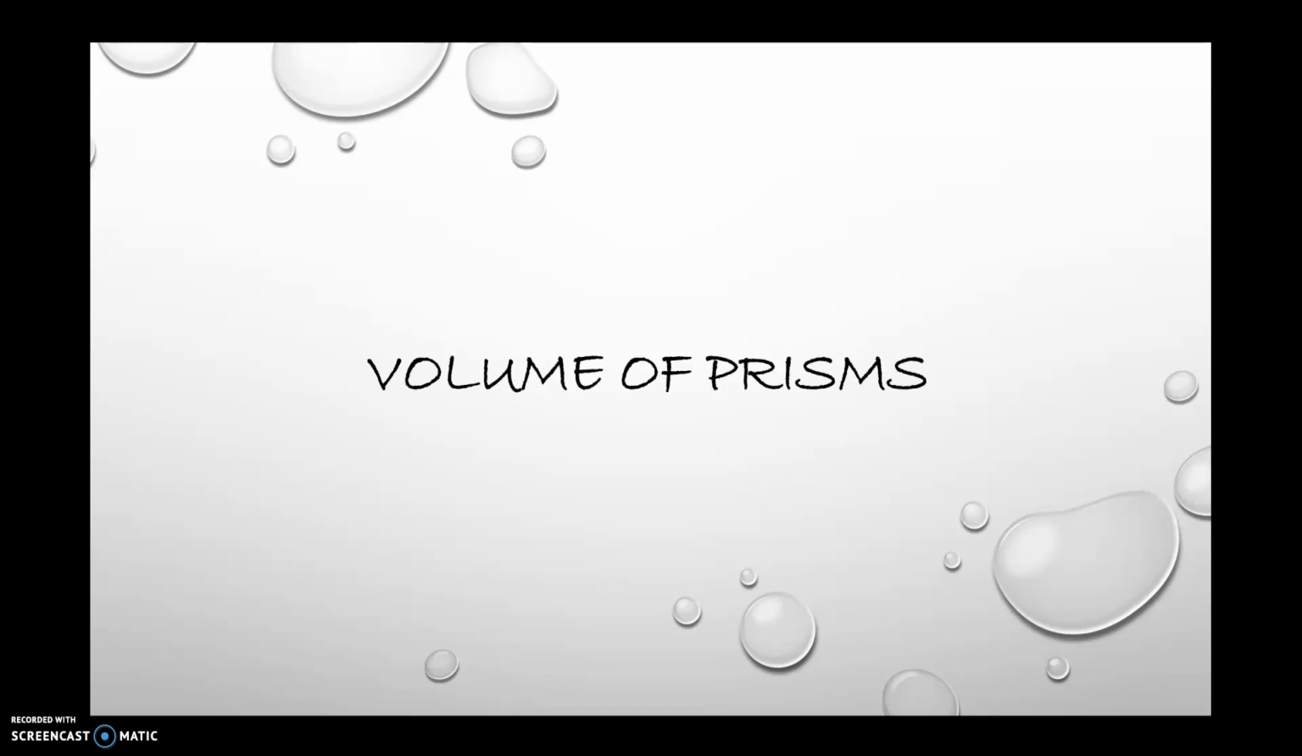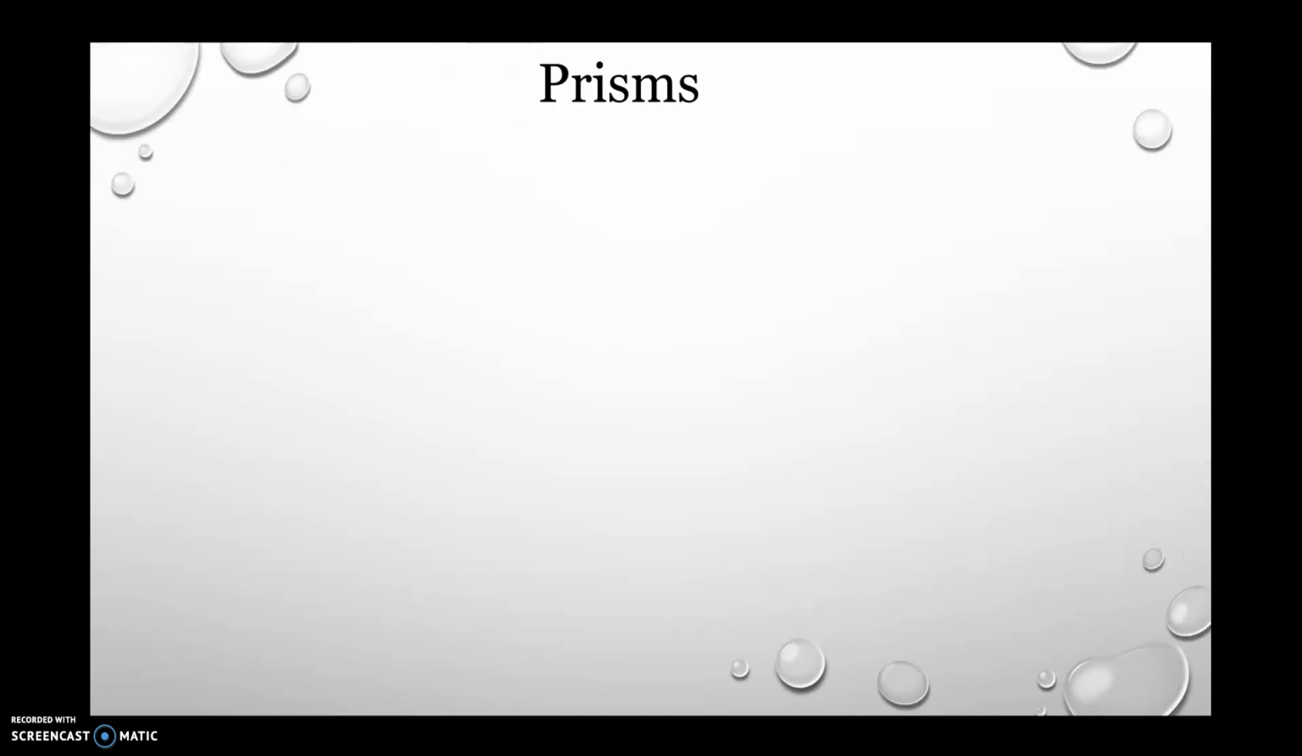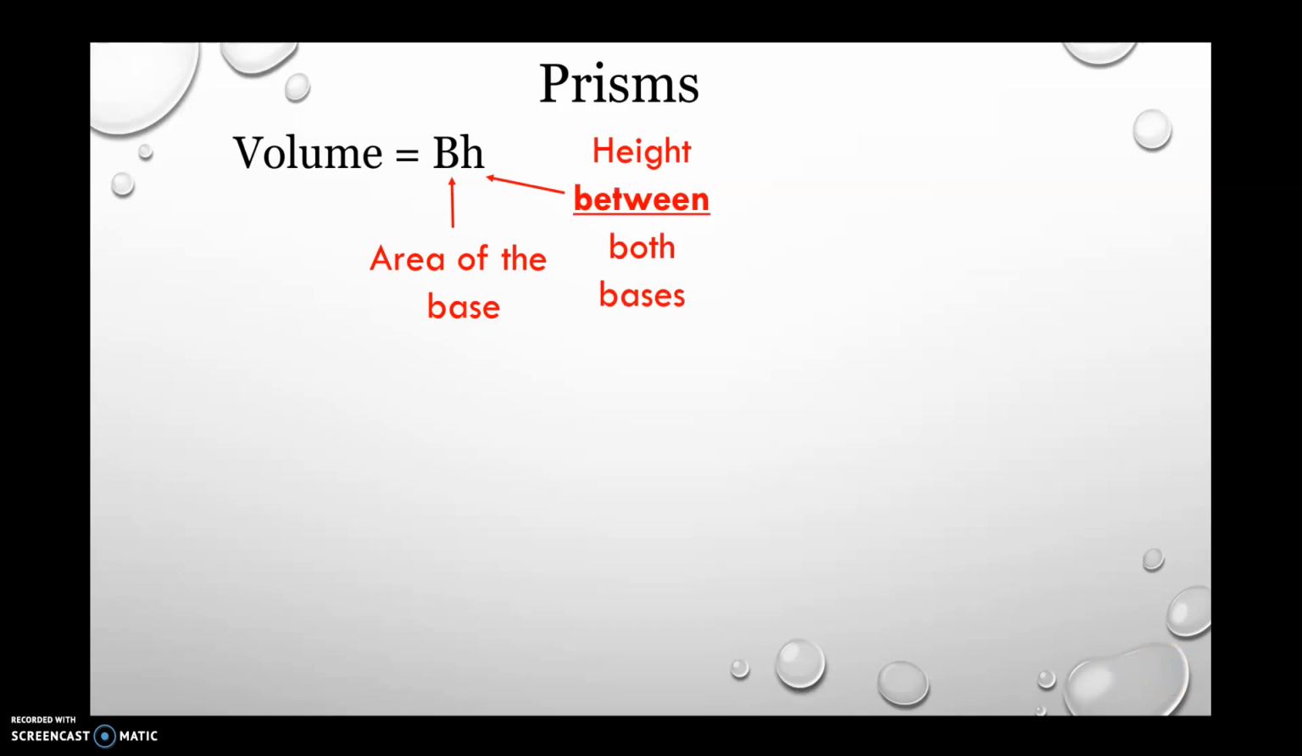Hi guys, today we're working with volumes of prisms. So for a prism, your volume is going to be big B times H. What that big B represents is the area of your base, whatever shape your base is, and then it's going to be times the height of your prism. So it's going to be the height between both bases.